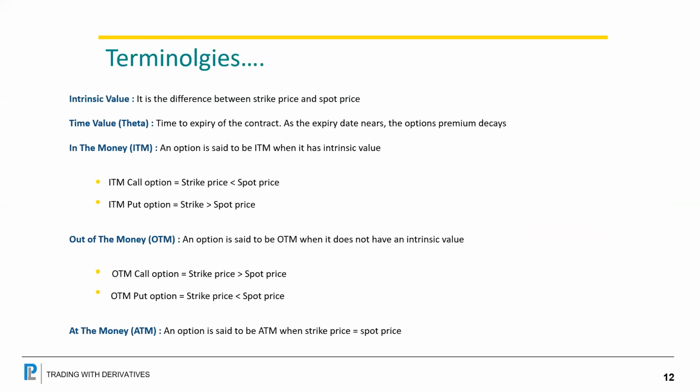ITM call options are what? The strike prices below the current market price, what is live, are the ITM for call options, and the opposite and reverse in put options. All the strike prices that are above the spot price are the ITM put options. So it's always the opposite. For call options and put options, it is always reverse.